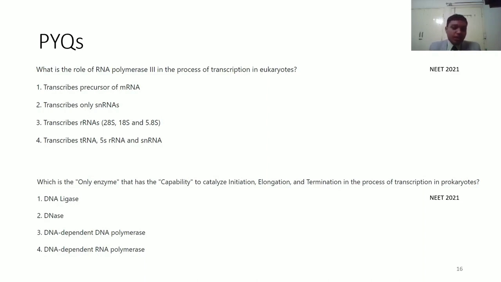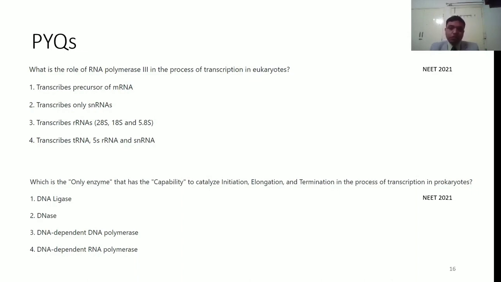Coming to the next question: which is the only enzyme that has the capability to catalyze initiation, elongation and termination in the process of transcription in prokaryotes? The only enzyme is DNA dependent RNA polymerase. This question also came in NEET 2021. So this type of question is going to be asked in the NEET exam.